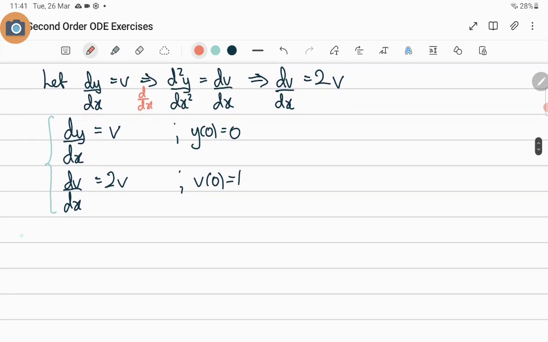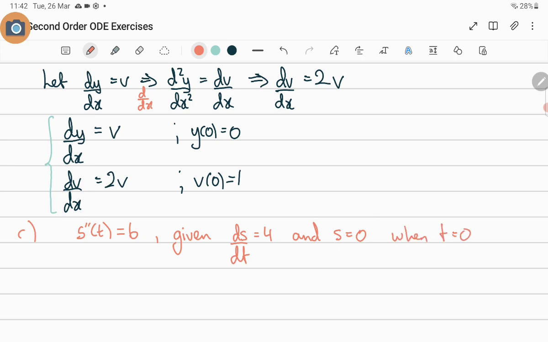The third one, again, I'll write down the question. Second derivative of s, which is presumably displacement, is equal to 6, given ds/dt is equal to 4, and s is equal to 0. So this s is not the Laplace s, when t is equal to 0. So it's just written slightly differently.